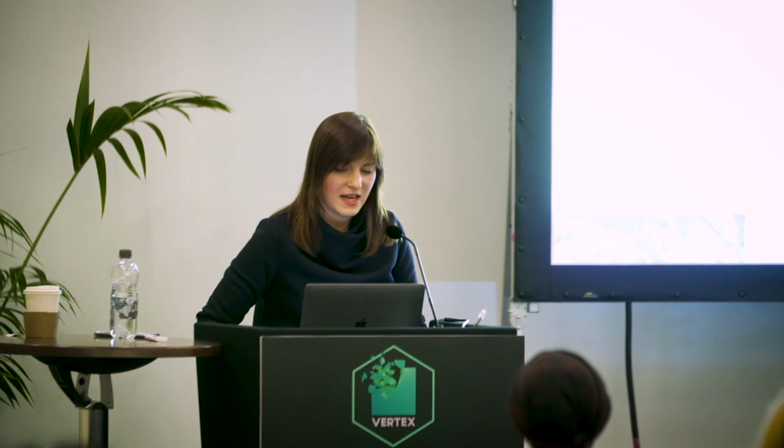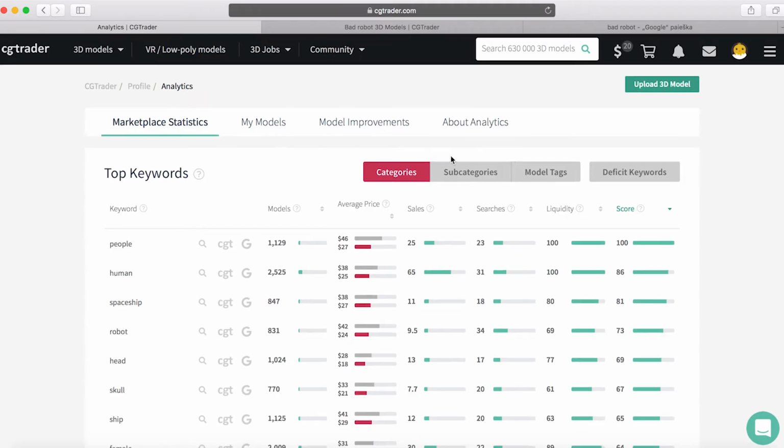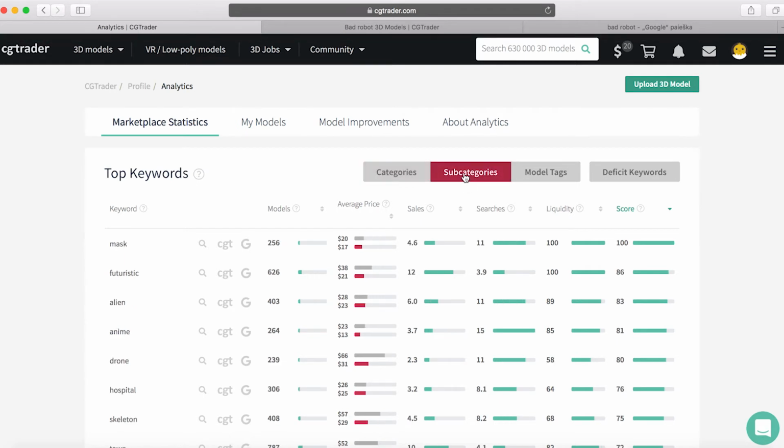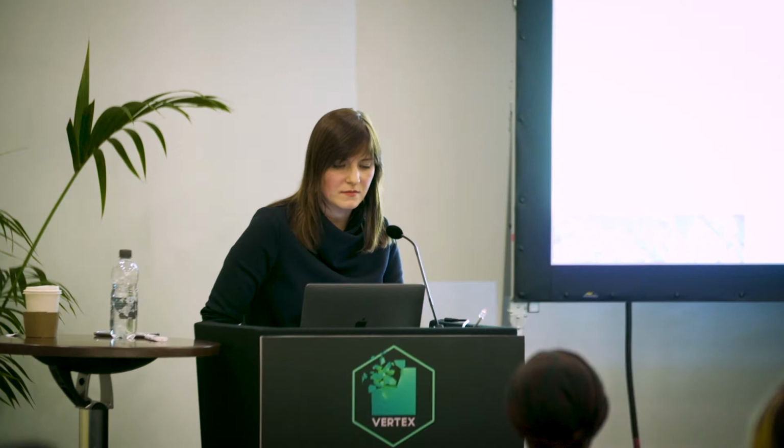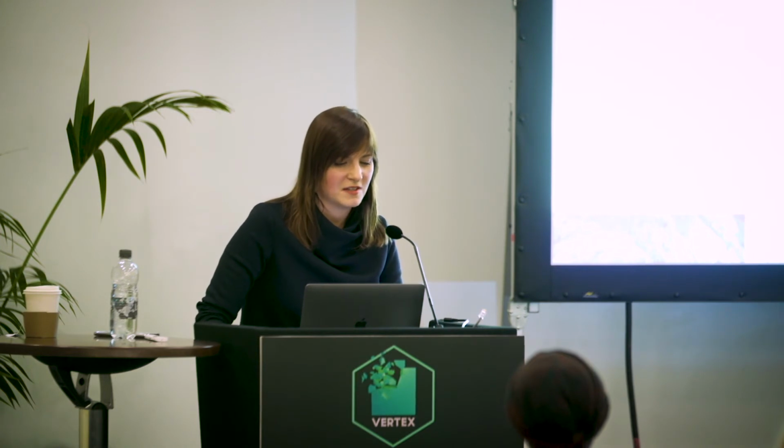Okay, so this is the category data, which is the most broad keyword data. We can look deeper. We can look at subcategories, which then could be mask or alien. Let's say I want to model alien. Then you can see what keywords are trending in the marketplace and what keywords are the most in demand.